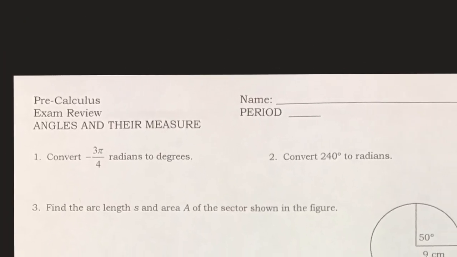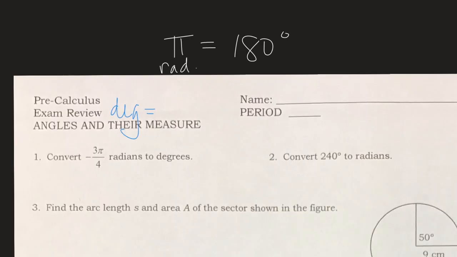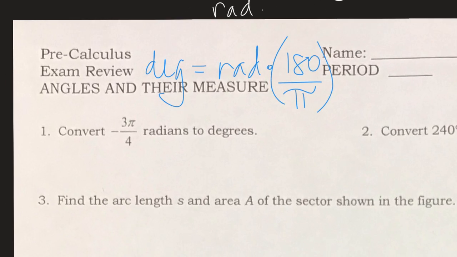You need to learn in this class that pi radians is the same as 180 degrees. Pi radians equals 180 degrees. So if we're going to convert from radians to degrees, we need to know that the degree equals whatever the radian is times 180 divided by pi, not x. 180 divided by pi. That is our unit conversion for degrees and radians.